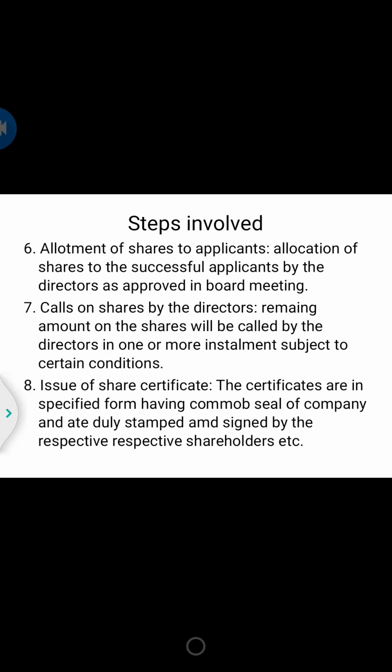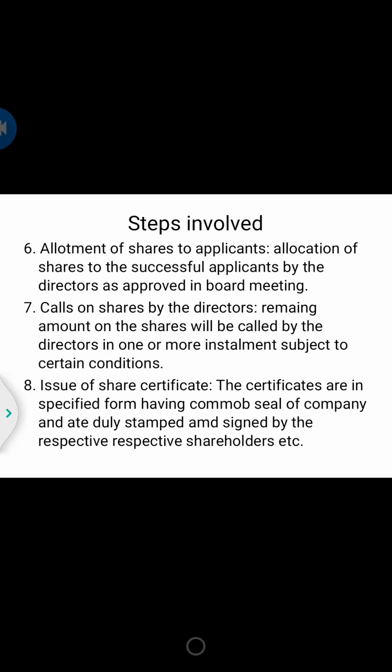Okay, the next is calls on shares by the directors. What is this? The remaining amount on the shares will be called by the directors in one or more installments, subject to certain conditions. These installments are called calls on shares. On receipt of notice demanding the call amount, the shareholders will have to pay the share call money. There may be calls like first call, second call and final call, and each call is treated in the same manner.